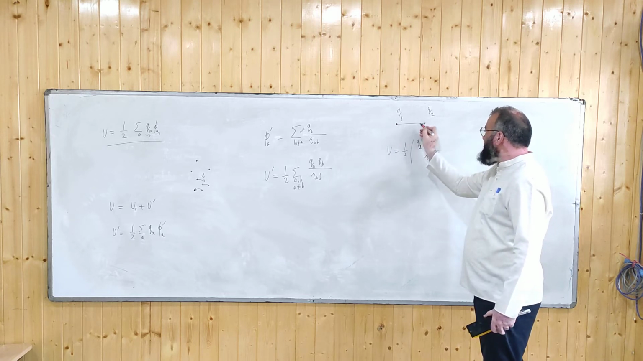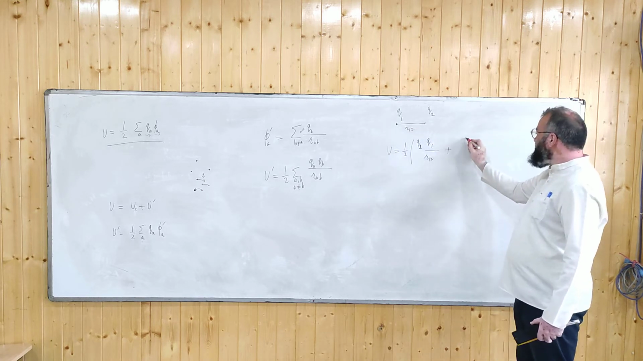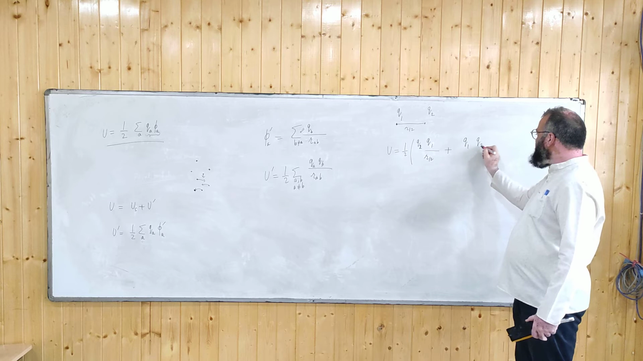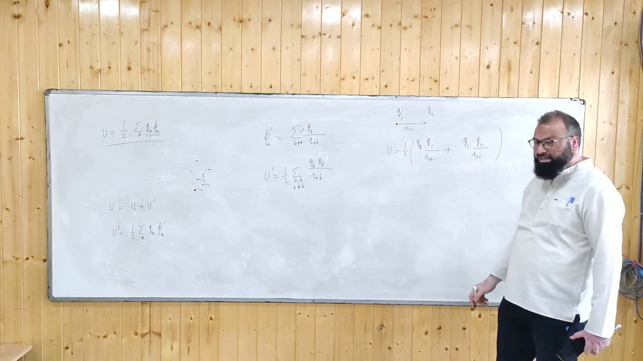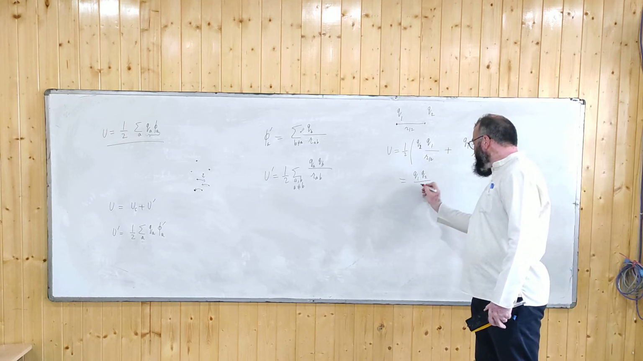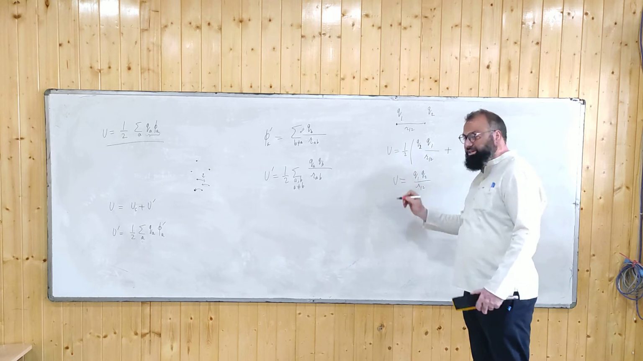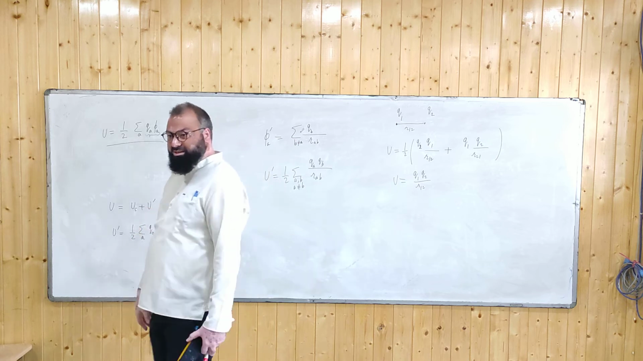Let's write this is R12. Plus then you see the other way around, Q1 Q2 divided by R21. Since R21 and R12 are the same, how much is that? So it's simply Q1 Q2 by R12. So this is the potential energy, or the electrostatic interaction, between the two charges. Clear?